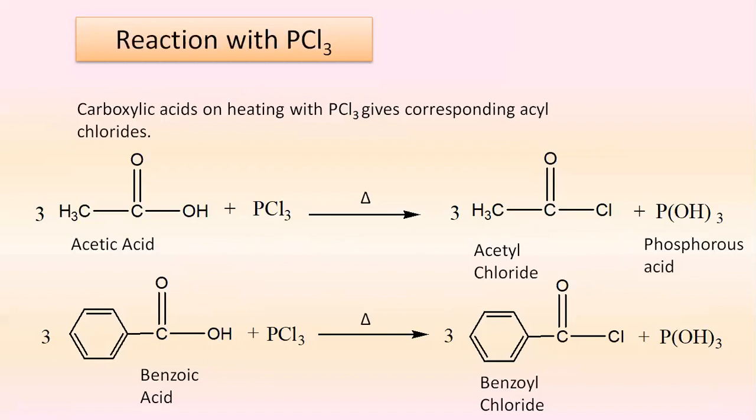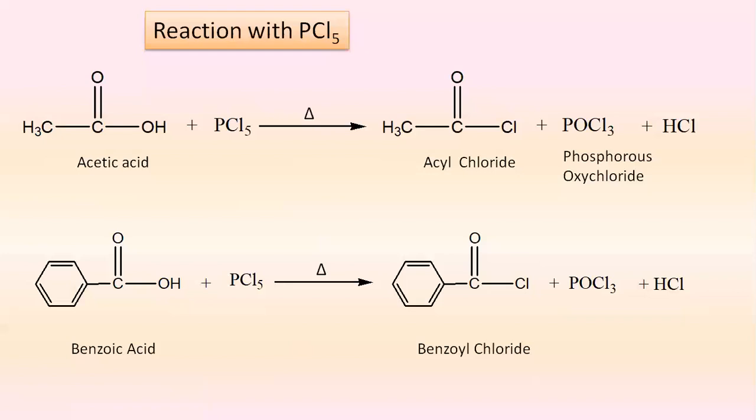One more example, benzoic acid with PCl3. These reactions are shown by aliphatic carboxylic acids or aromatic carboxylic acids. According to the reactant, they form the corresponding product. When you take benzoic acid as a reactant with PCl3 on heating, it forms benzoyl chloride by the removal of phosphorus acid. So this is when carboxylic acids are heated with PCl3.